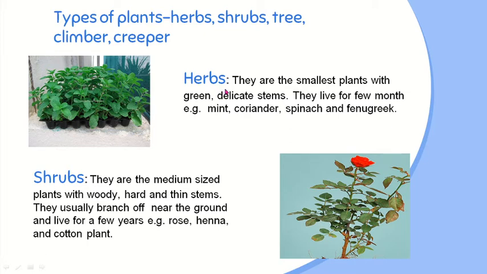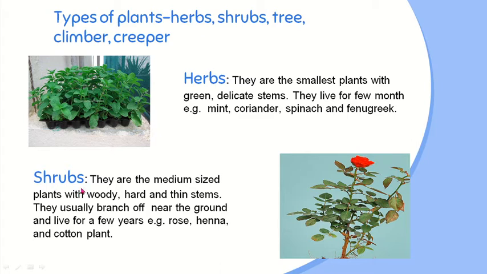First is herbs. They are the smallest plants with green and delicate stems. They live for a few months. Example: mint, coriander, spinach and fenugreek. You can see in the picture the stem is green and delicate. We can easily break the stem of a herb, so they cannot live more than a few months.